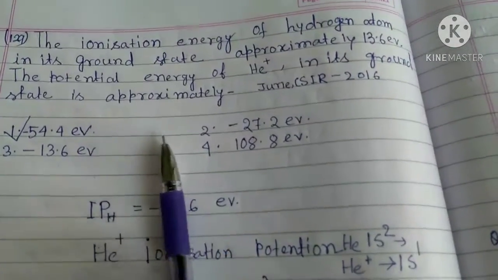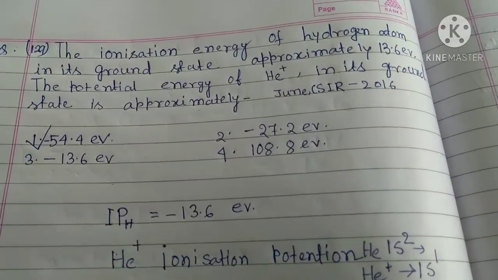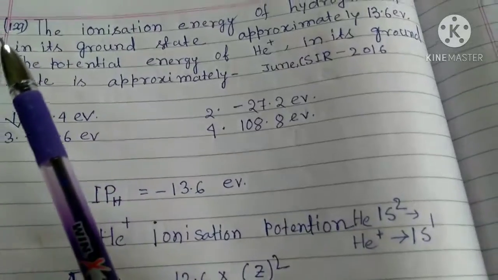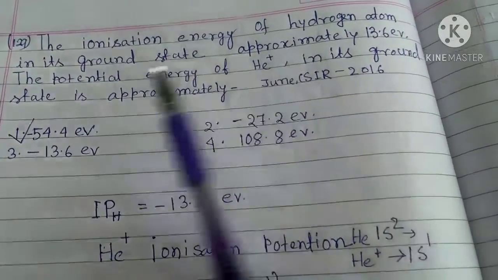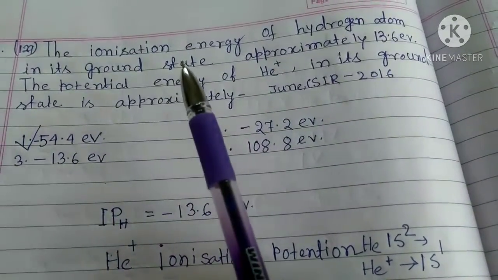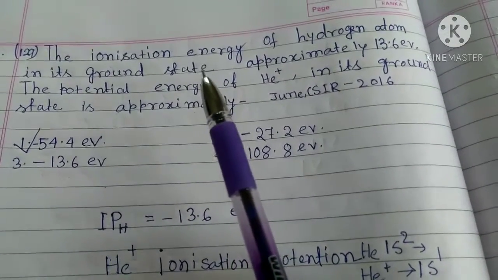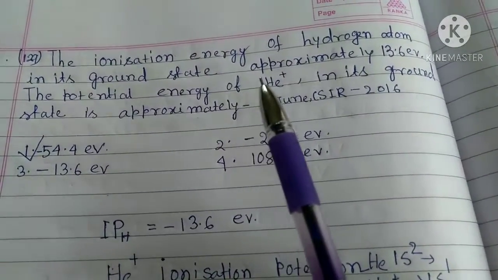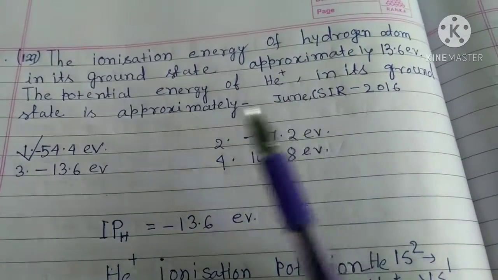Welcome students. Today I'll be discussing some question answers from CSIR NET on the topic of electrochemistry again. The first question, question number 9, came in CSIR June 2016: the ionization energy of a hydrogen atom in its ground state, meaning when the electron is present in the 1s orbital, is approximately 13.6 eV. The potential energy of He+ in its ground state is approximately how much?